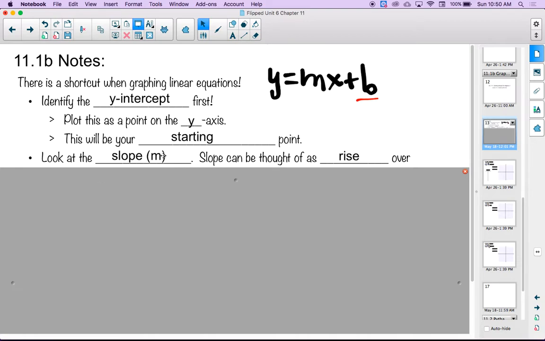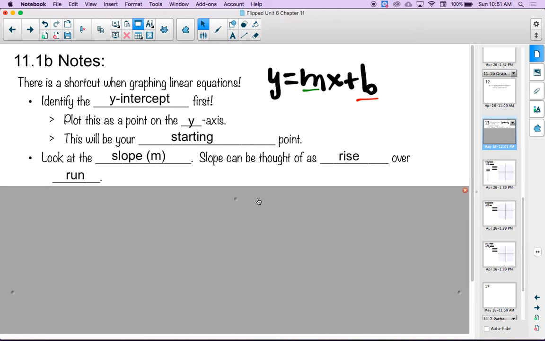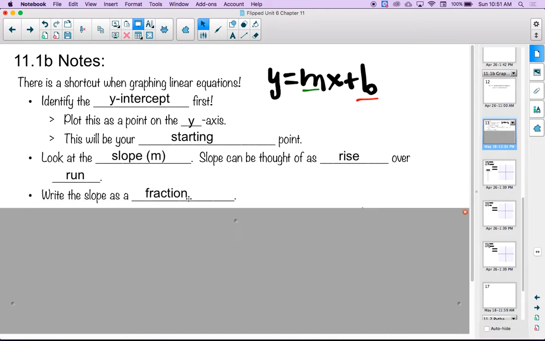Then we're going to look at the slope. The slope is our m number, so it's the number here in the m spot, the number in front of the x. And slope can be thought of as rise over run. That should be familiar from when we did that in chapter 1. Rise over run, rise over run. So it means that slope is going to be written as a fraction. So even if our slope is a whole number, let's say our slope is the whole number 3, we're going to write it as a fraction, which means we're going to put the 1 in the denominator. So 3 will be our rise number, 1 is our run number.